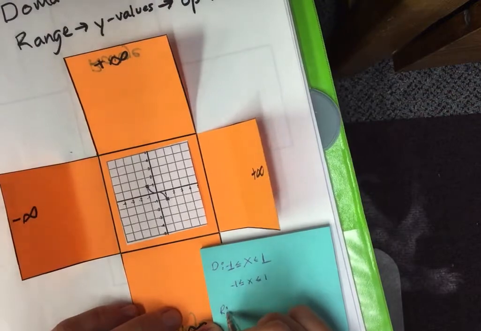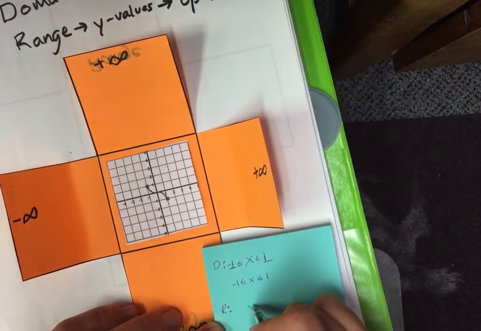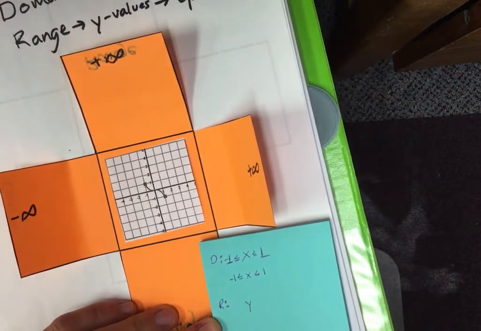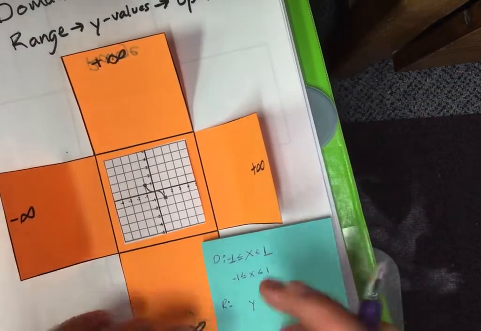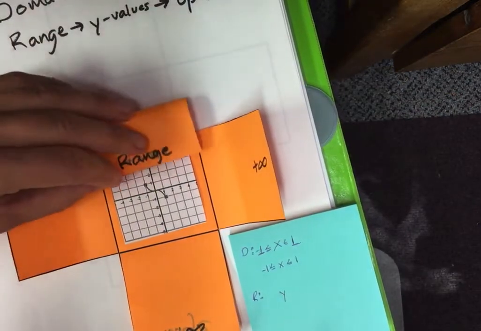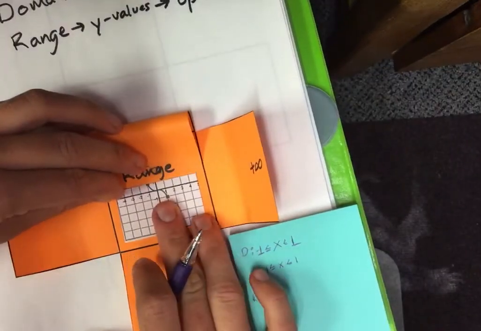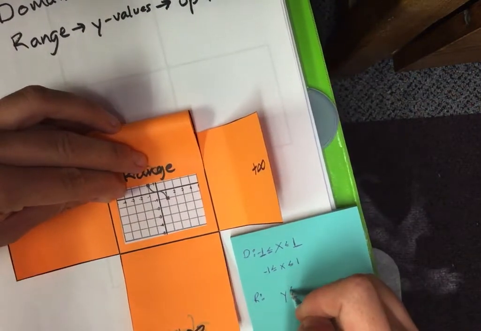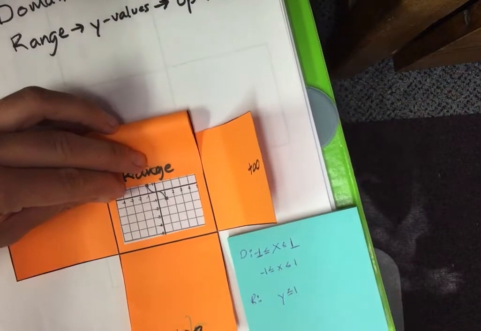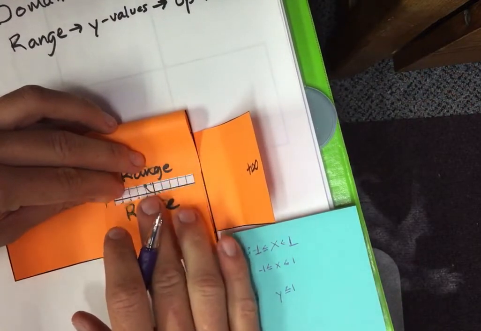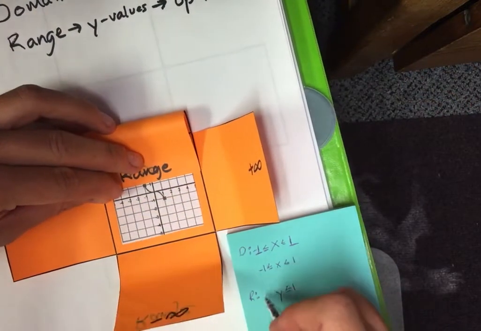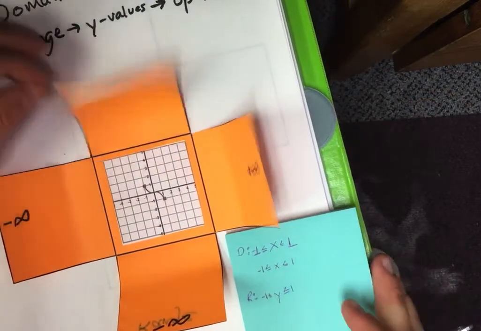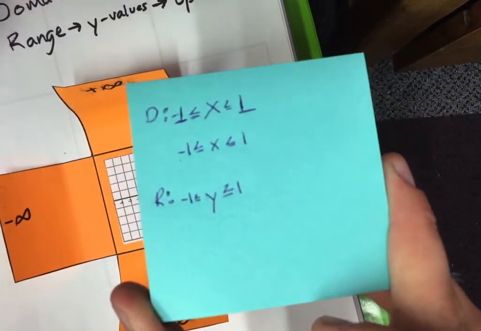Range is going to work the same way. Y will be in the middle because it's talking about the y-axis. And I'm going to move it. Looks like the biggest value is at 1. And because it does equal it, it's going to be an equal then sign. And the smallest value is, oh look, a -1. And that's my answer for domain and range.